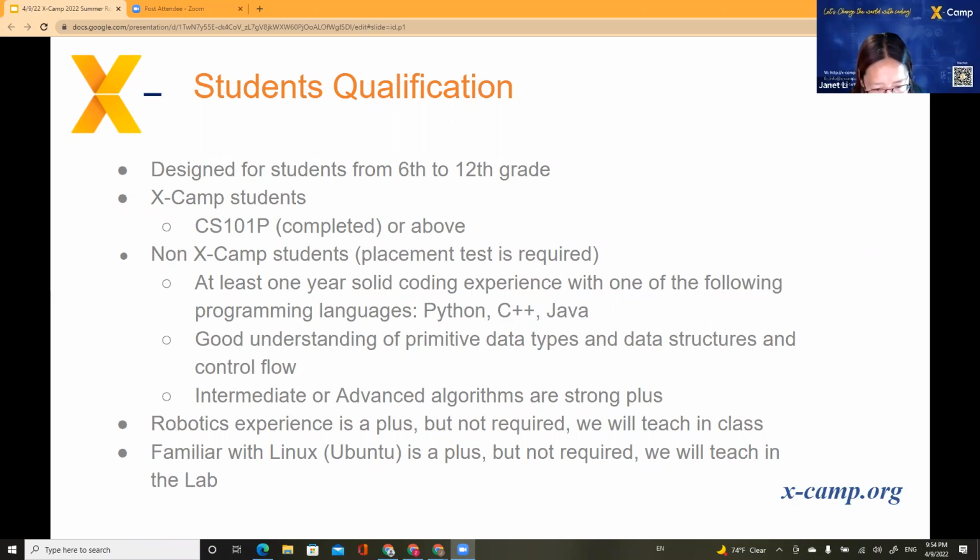Will all classes be taught online? I think we already answered the question. The answer is yes. The class, the lecture, and the lab are all going to be online.